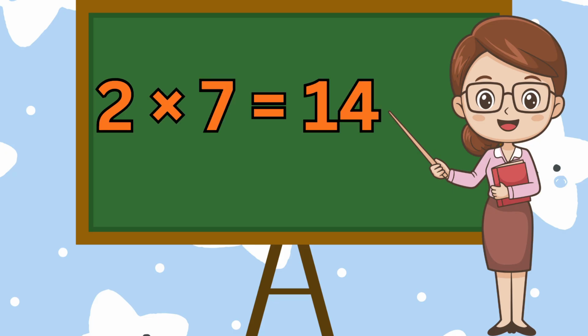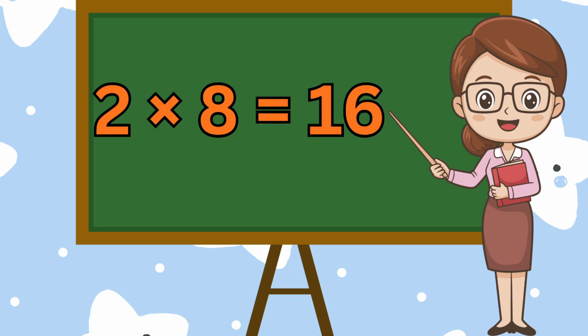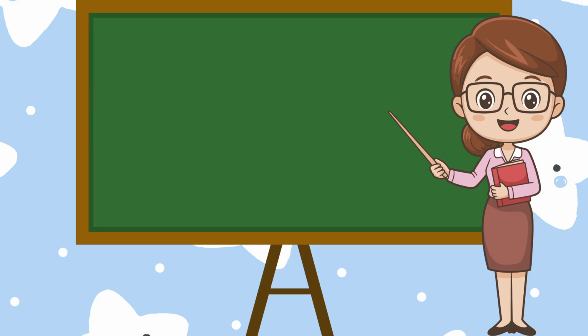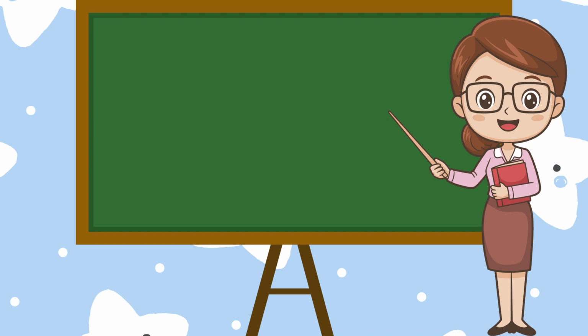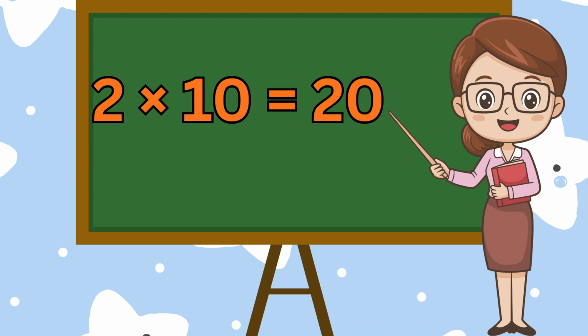2 sevens are 14, 2 eights are 16, 2 nines are 18, 2 tens are 20.